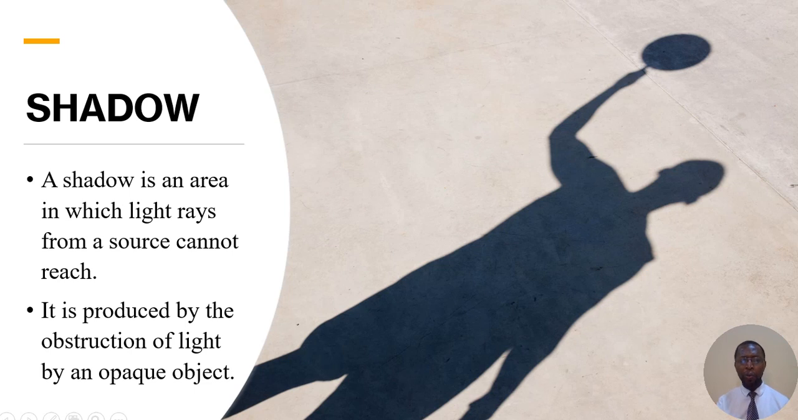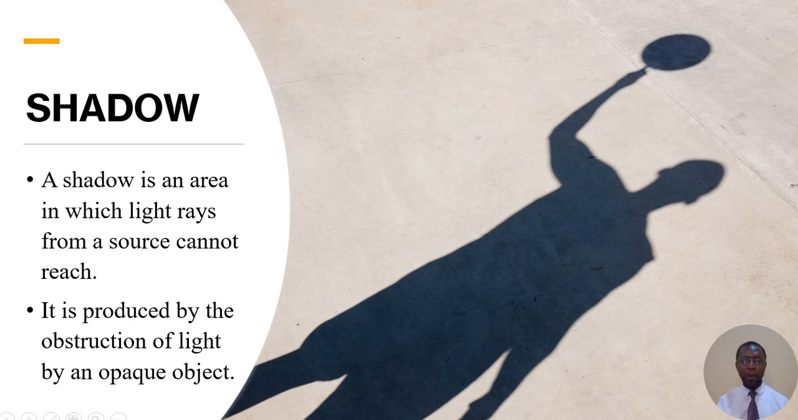All right. Now we move to shadow. A shadow is an area in which light rays from a source cannot reach. In fact, without a light, you cannot have a shadow. A shadow is produced as a result of obstruction of light. This basketballer you're seeing here, the shadow is being seen because the light ray has been obstructed by him, and then the shadow is cast. Okay, so it's just an area that we see when the light source is obstructed.